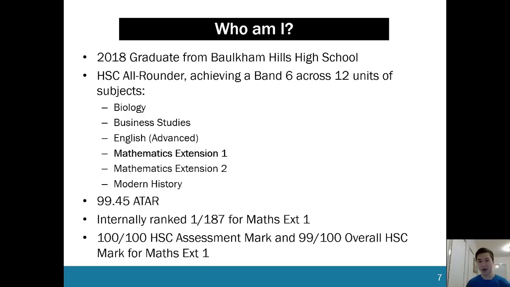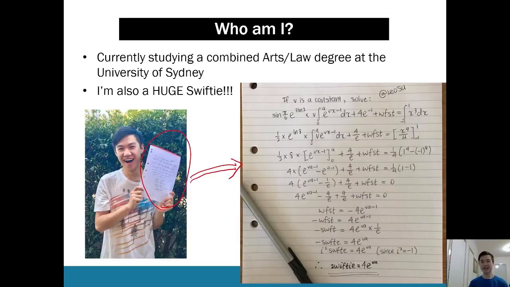I think around 187 students did Extension 1 maths at my school, and I managed to come first out of all of them, which helped me get an overall mark of 99 for Extension 1 maths, because if you do Extension 2, you get a mark out of 100 instead of 50. I'm currently studying a combined arts and law degree at the University of Sydney, which I'm really enjoying. I'm almost done with that. I've got one more year to go after this year.